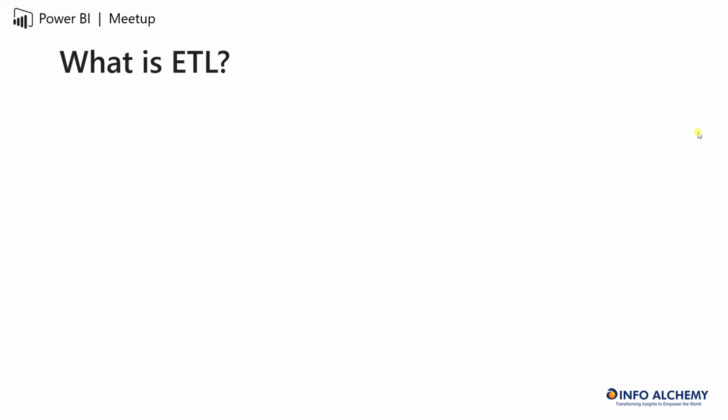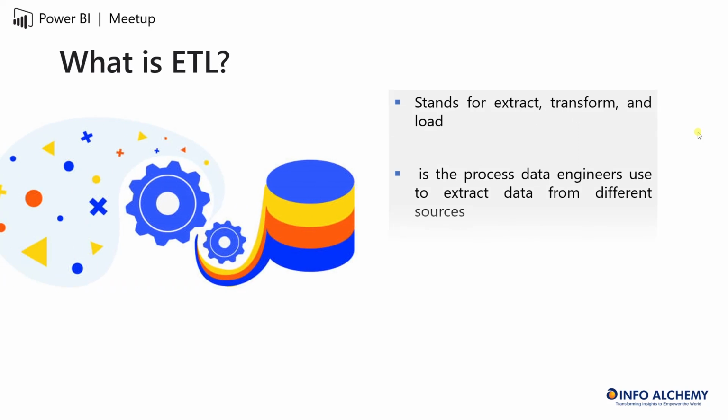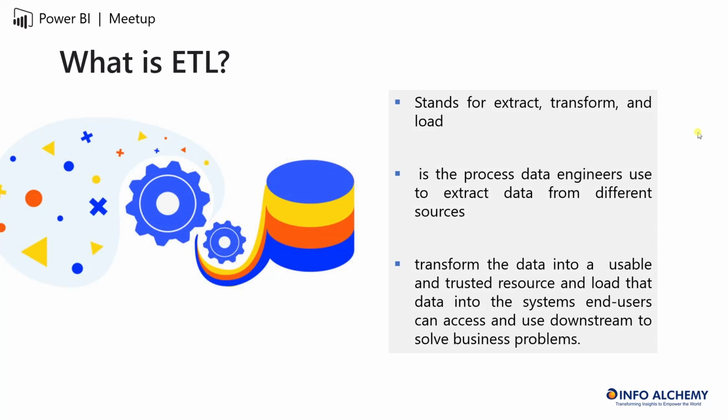So what is ETL? It stands for Extract, Transform, and Load. The process that data engineers use to extract data from different sources, transform the data into a usable and trusted resource, and load that data into the system end users can access and use downstream to solve business problems.